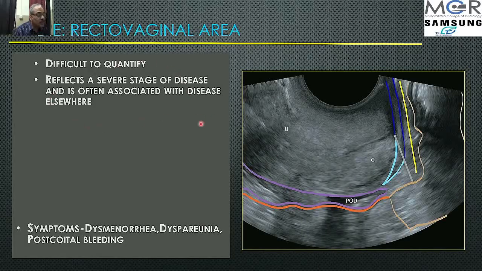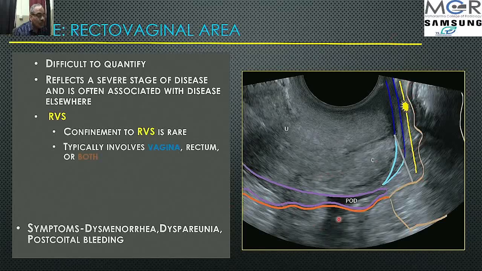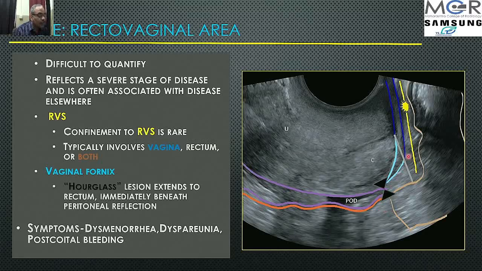It reflects a severe degree of disease and is quite often associated with disease already present at some other location in the abdomen. The symptoms are dysmenorrhea, dyspareunia and postcoital bleeding. Involvement of only the rectovaginal septum is rare and is always associated with involvement somewhere else. Then the vagina, as seen here, can be involved. Also the rectum can be involved, or both can be involved. In the vaginal fornix, we can have deposition of endometrium. Sometimes the lesion extends to the rectum beneath the peritoneal reflection, posterior to the bladder, posterior to the uterus, in between the uterus and the rectum, and that can give an hourglass appearance.